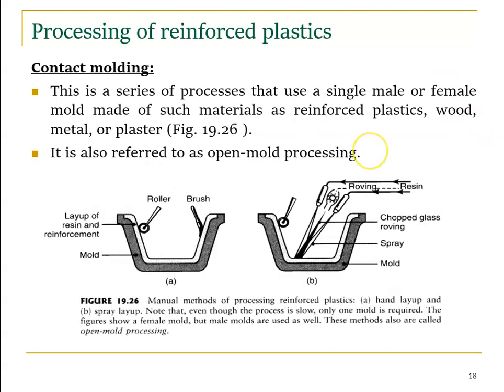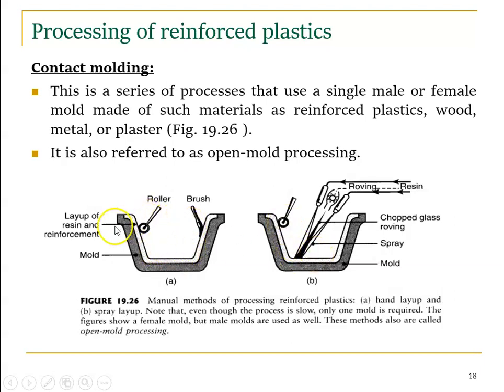The next one is contact molding. This is a series of processes that uses a single male or female mold made of such materials as reinforced plastic, wood, metal or plaster. We can use the hand lay method. It is also referred to as the open molding process, right? So we have two types: one is hand lay, another one is spray lay.